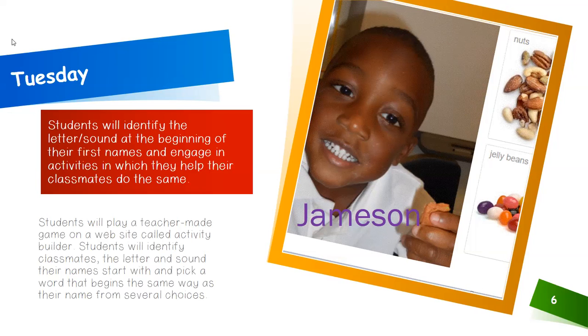So students will say, yum, yum, good, yum, yum, good. Does Jameson like nuts or does Jameson like jelly beans? Well, it's not about what Jameson really likes, it's about which one starts the same as Jameson's name. So they will see their own names, which of course pre-K 3 students love to see, their own picture and their own name. And then they will also see their friends and help their friends decide which of the choices starts the same as their name.